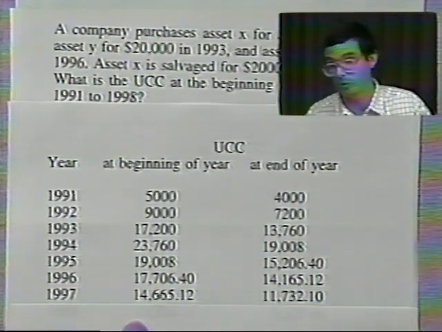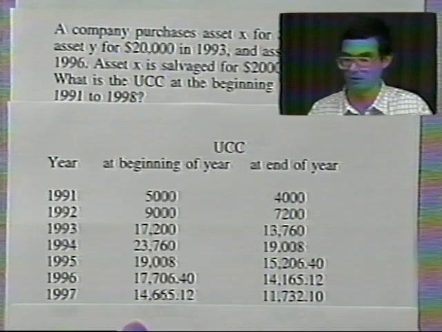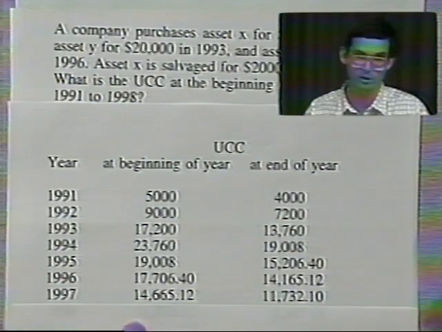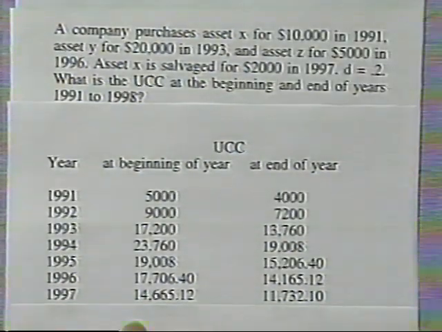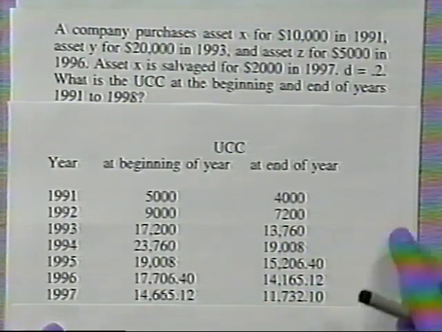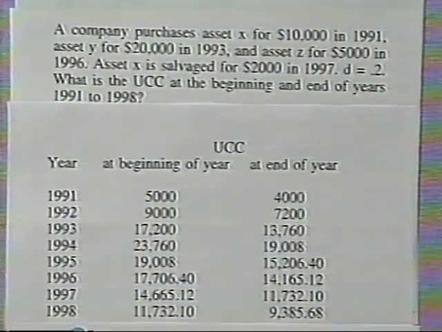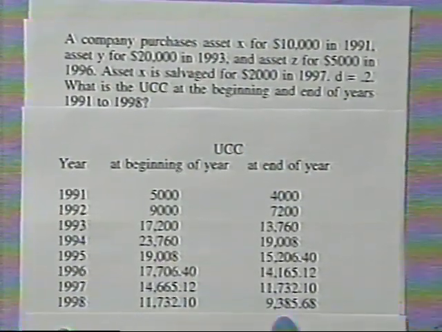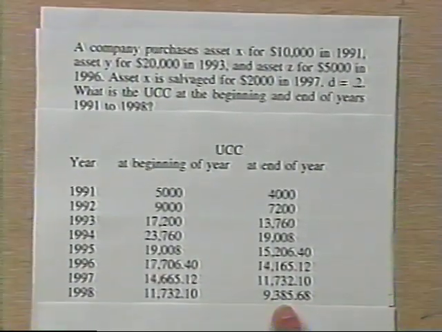Now that $2,000 all comes out in 1 year, because this business of splitting the value of the asset over 2 years doesn't apply for salvaging, it only applies for purchase. So the full $2,000 comes out of the UCC, making a net change of $500. And that's what you see here, going from $14,165 to $14,665. That depreciates at 20% to $11,000 odd. There are no further changes in 1998, with $11,700, and that depreciates to $9,300.